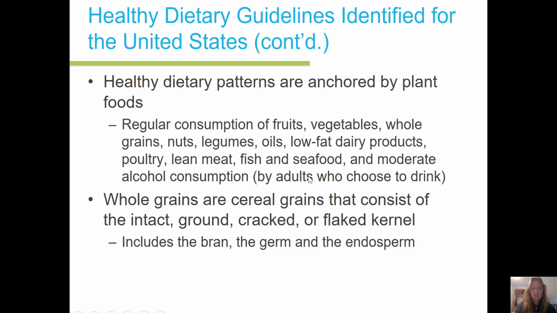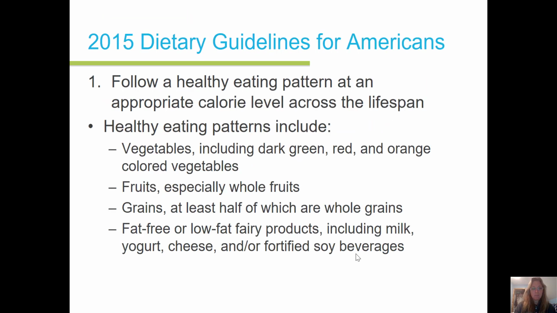So you can see here, these are some of the foods that we would be choosing in that dietary pattern. And then, of course, choosing more whole grains, and those are grains that include the bran, the germ, and the endosperm. And we'll talk a little bit more about that with the carbohydrate chapter.